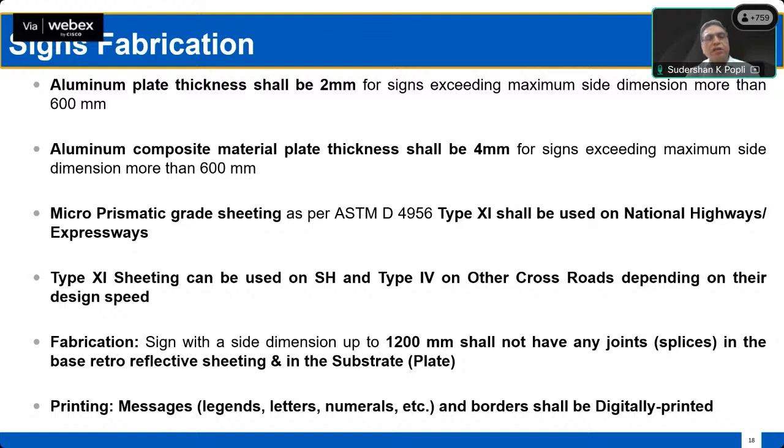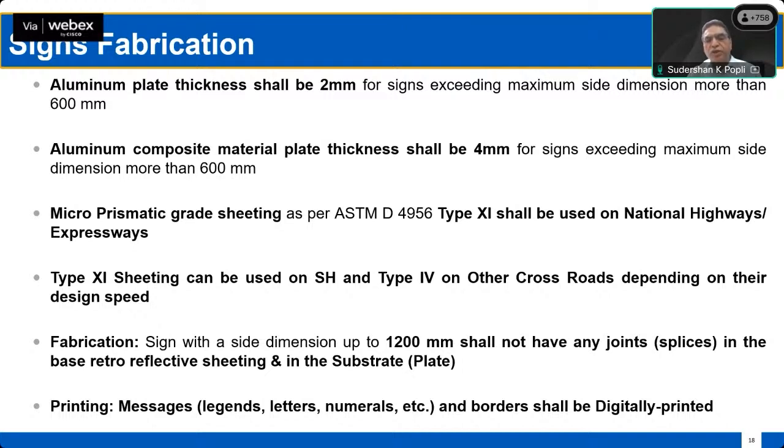Then fabrication: the plate thickness on which the sheet is to be fixed should be 2 mm in the case of aluminum plate. In the case of aluminum composite material, which is also not theft proof because it doesn't have any money value, it should be minimum 4 mm for signs exceeding a maximum height of 600 mm. On national highway and expressway, most or all signs are more than 600 mm, so it has to be invariably 4 mm. Then the sheeting should be type 11 only, and on the SH or other small roads it can be type 4. And for fabrication, 1200 mm is the sheet size.